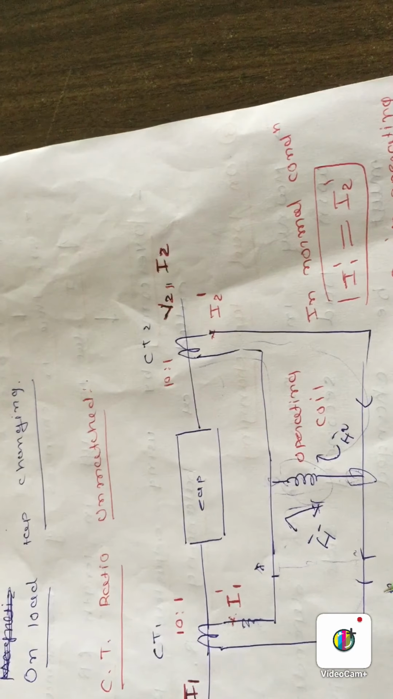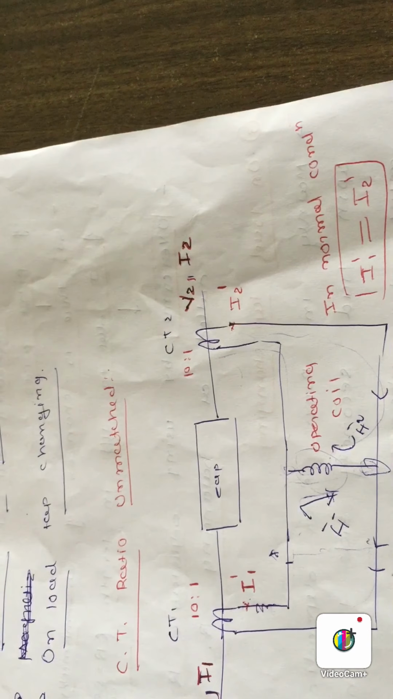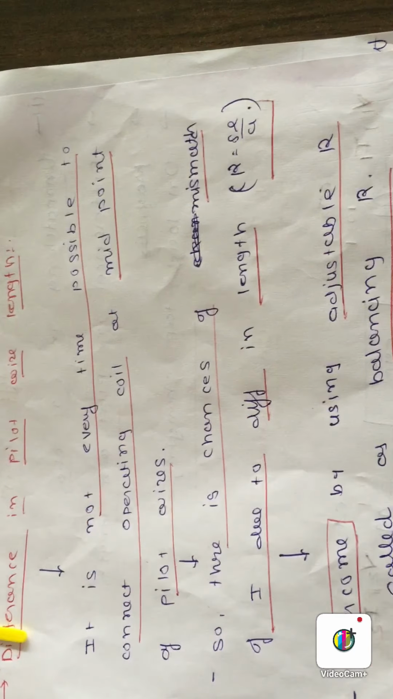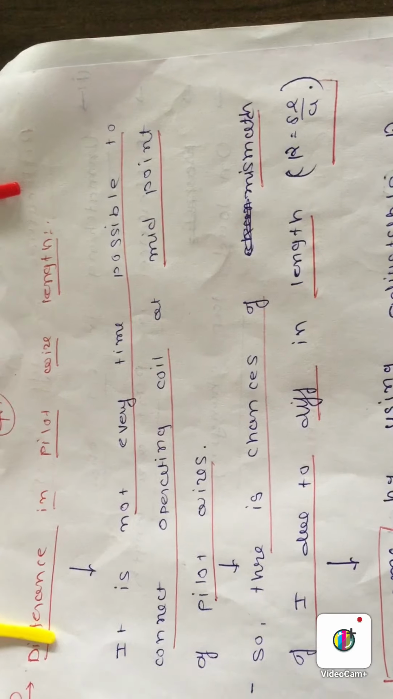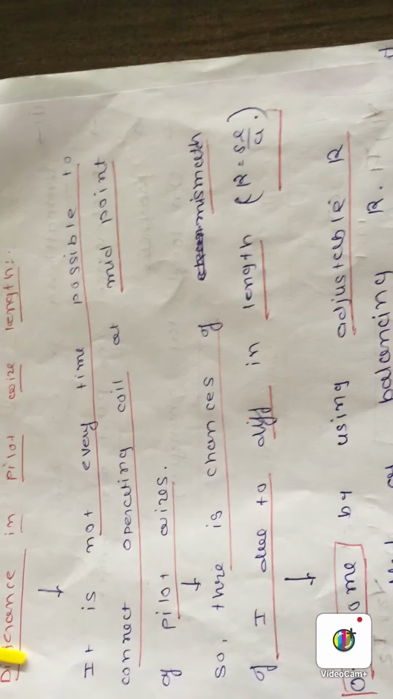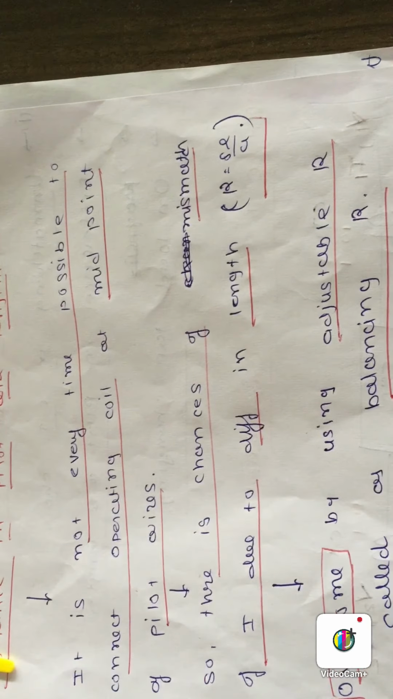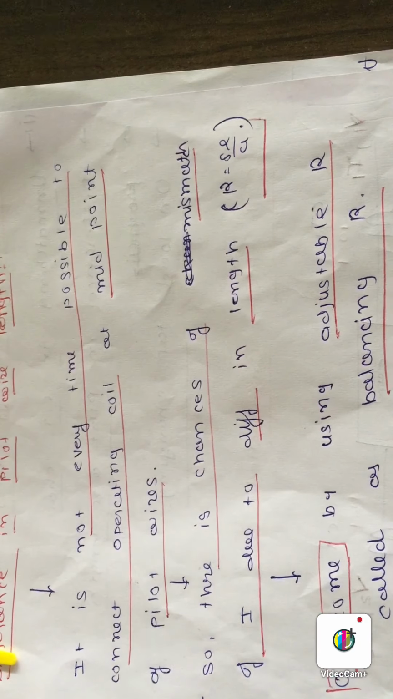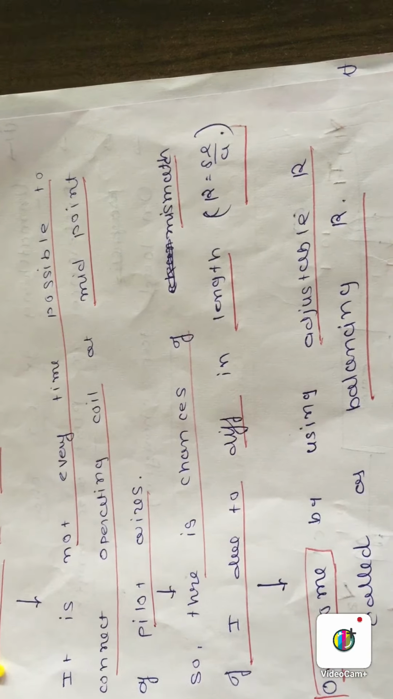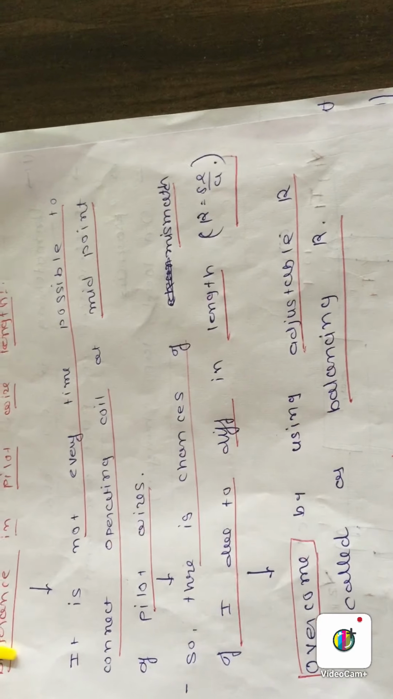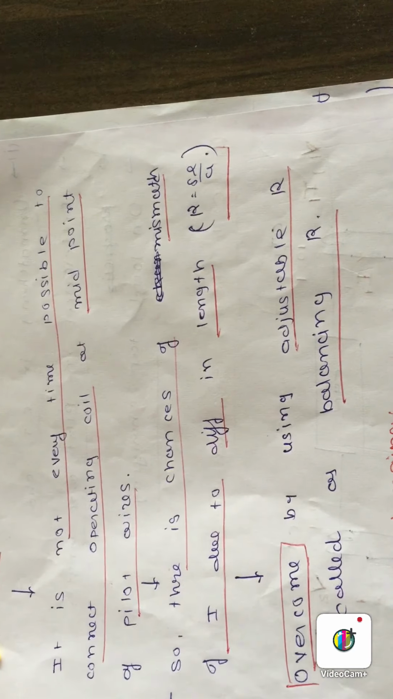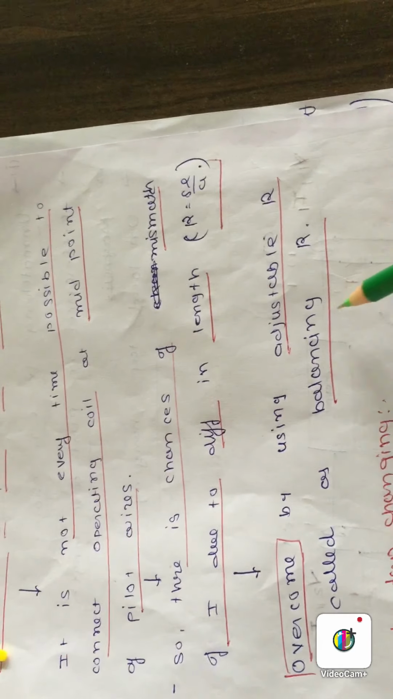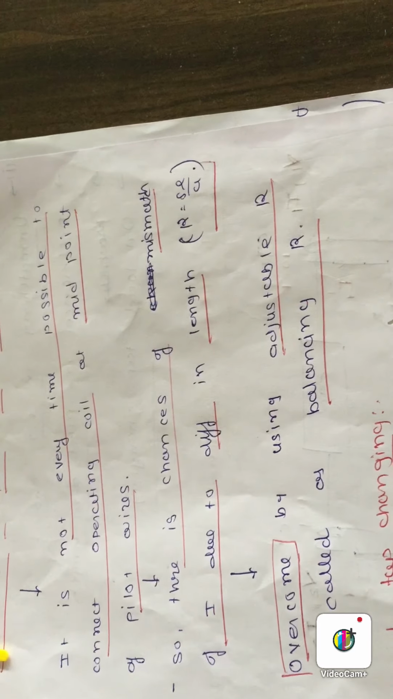So this is the remedy for difference in pilot wire length. Okay, these are the notes. As I said, with a difference in pilot wire length, it is not possible every time to connect the operating coil at the center. So there is a chance of mismatch of current due to the change in length. It is overcome by placing the variable resistor, and that is known as the balancing resistor.